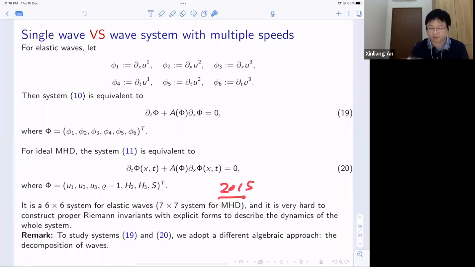Christodoulou and his postdoc Pasqualotto somehow polished Fritz John's method to study a strictly hyperbolic system, a 4x4 system coming from nonlinear crystal optics. They proved the shock formation. Here we generalize Christodoulou and Pasqualotto's approach to the non-strictly hyperbolic system, which is even larger, for the elastic wave and for the MHD. Moreover, not only the shock formation result, we also proved the ill-posedness result for this system.